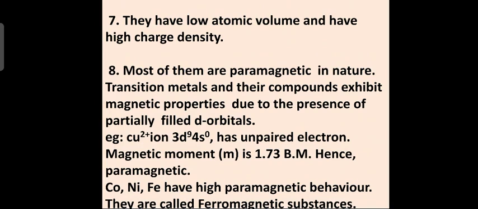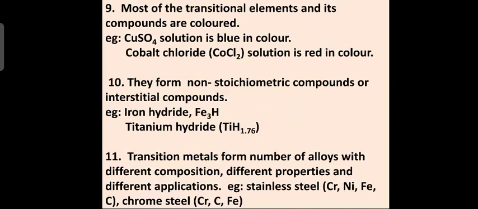Once again, they are all called ferromagnetic substances. Okay. So next slide, 9th point. Most of the transition elements and their compounds are colored. You must know that most of the transition elements are colored in nature. For example, copper sulfate is blue in color. Cobalt chloride solution is red in color, right?